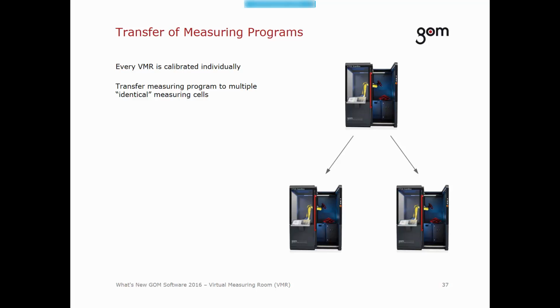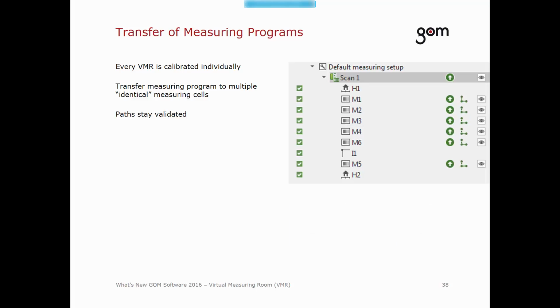That way you can use completed measuring programs again in other production sites. This saves a lot of time and improves the process. The huge benefit is that after the transfer of a measuring program, the path stays validated and is ready to use. I mentioned that the measuring cells, including the single hardware components, must be identical. The sensors must also have the same measuring volumes and the same revisions.